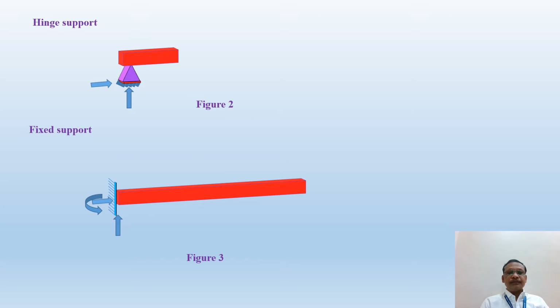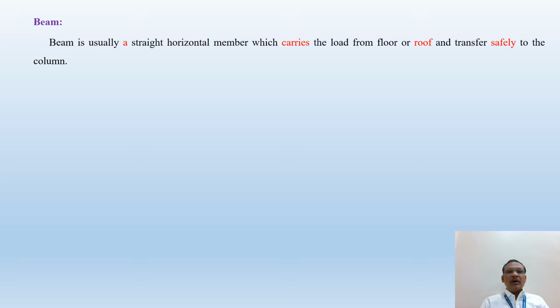Next one is the beam. What do you mean by a beam? It is the horizontal member which carries the load from the floor or any assumed load, which is transferred safely to the column. Then we are going to discuss the types of beams. There are normally four types of beams found in engineering mechanics.